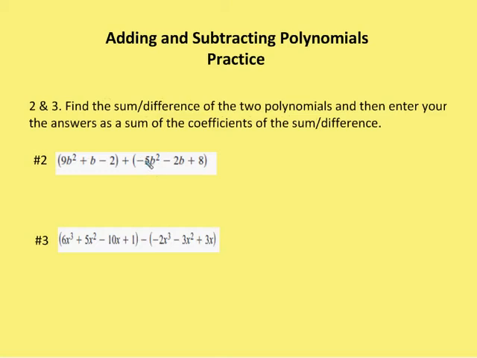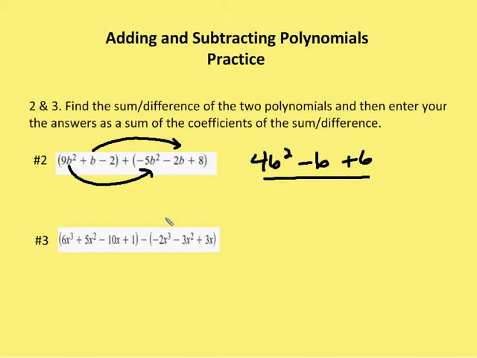In the second and third questions, I'm asked to use the process of adding two polynomials horizontally, and I'm going to handle that for the first two questions. So in the first case, I'm going to add the two polynomials horizontally, and what I do is I align the like terms and I add them together. So I have 9b squared plus a negative 5b squared, which gives me 4b squared. I have plus b minus 2b, which gives me negative b. And then I have minus 2 plus a positive 8, which gives me plus 6.